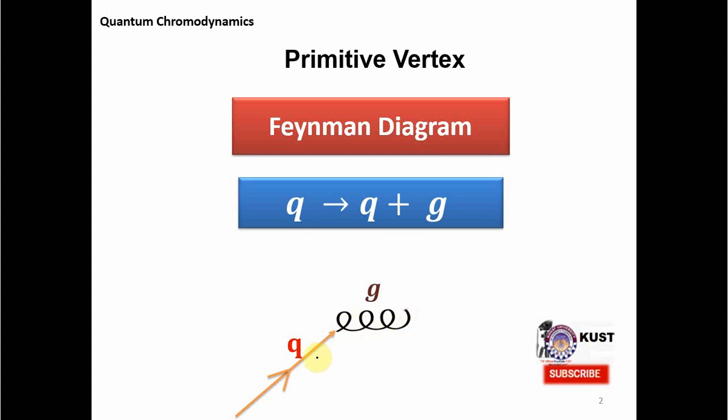Then the quark comes, interacts with the gluon, and goes away. So this is a very primitive vertex. You can think of a process where there was a quark which interacted with some kind of gluon and then went away. It is not a diagram or process which you will find in nature, but this primitive vertex Feynman diagram will help us to understand and construct the real Feynman diagram for a real process.